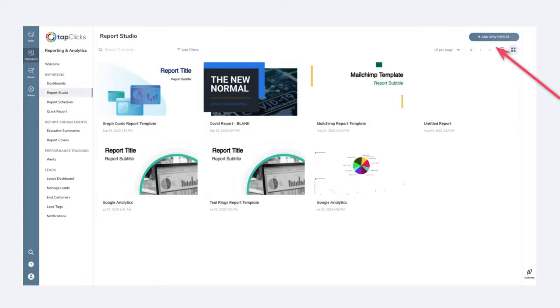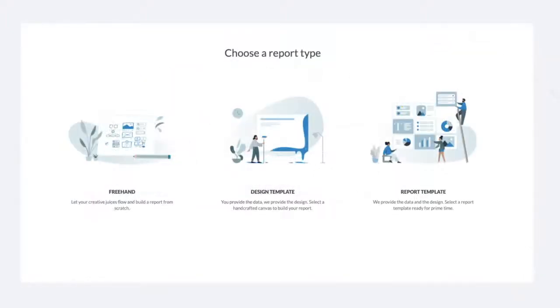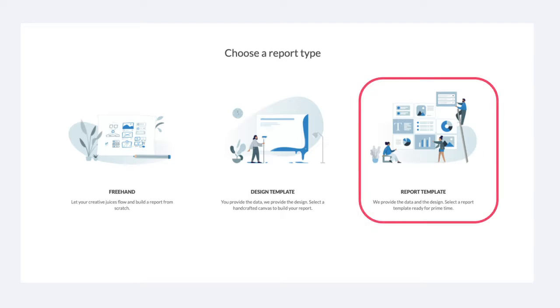To do so, we'll click on the plus sign at the top of the page. Then we'll need to choose a report type. In this video, I'm going to select a report template so we can see the interface. The interface will be the same across all the report types, so when you're using a design template or working in the freehand mode, you'll work with the same Report Studio interface.